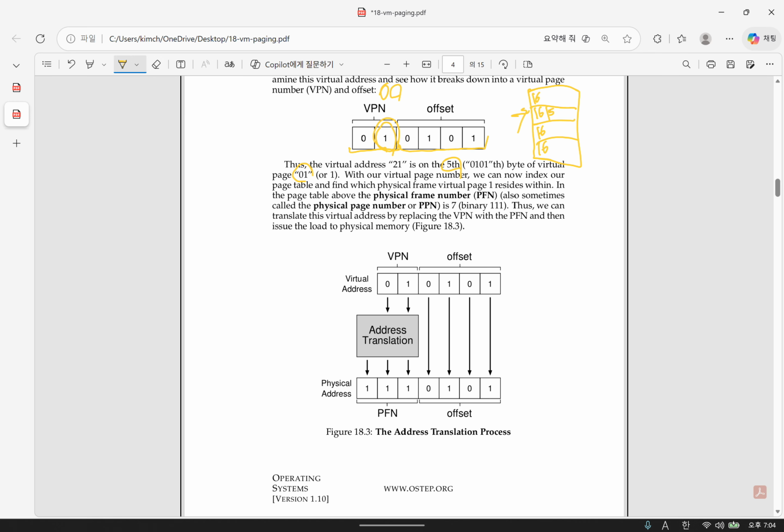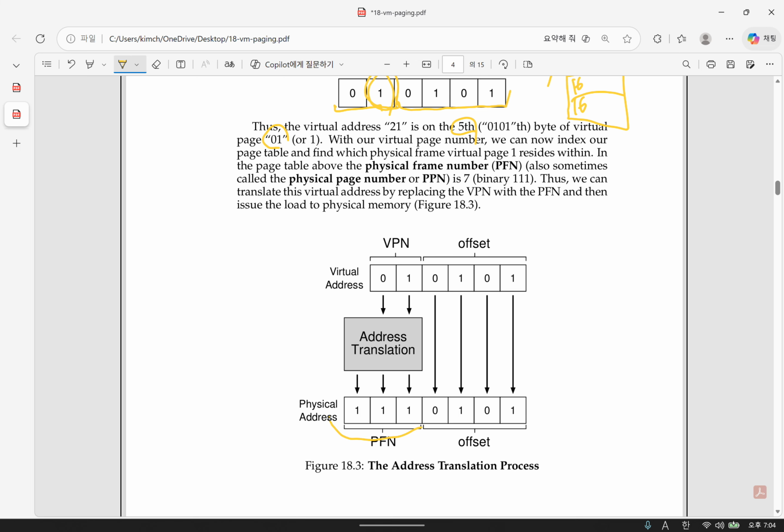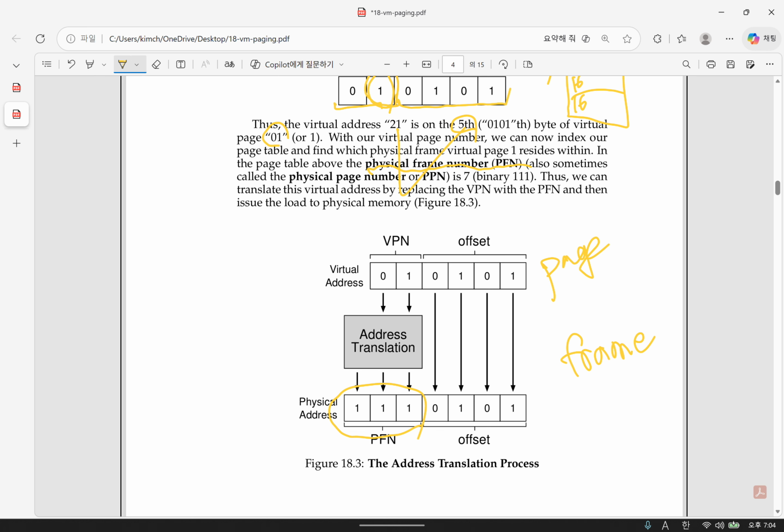So the frame number is going to be 111, which is 7. Now the frame number is also called the physical page number. But again, I like to use the term frame for physical memory and page for virtual memory. So I think I'm going to stick to the term physical frame number. Okay.